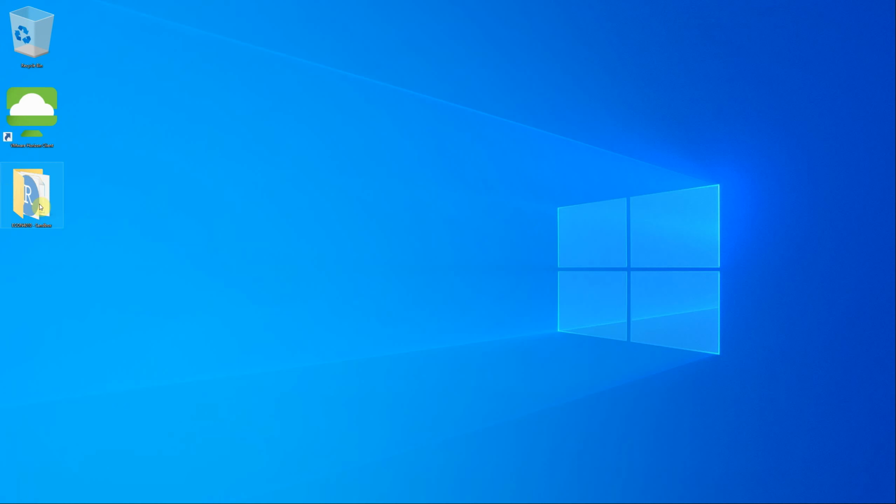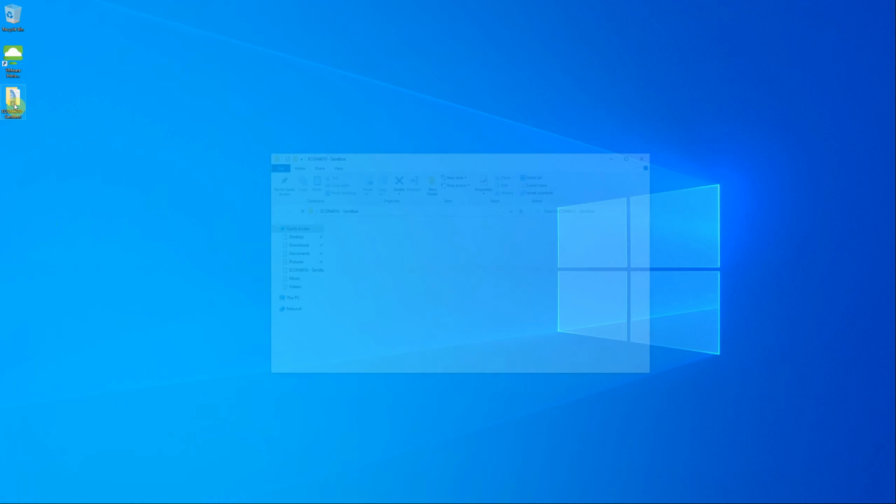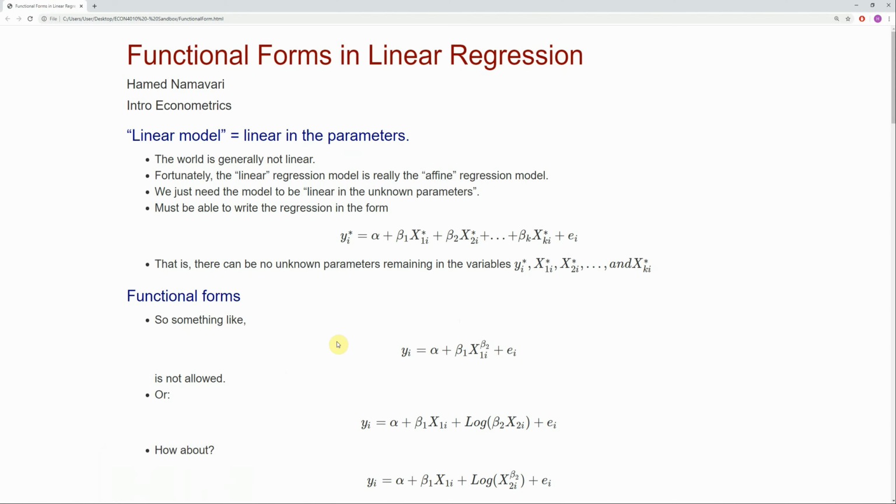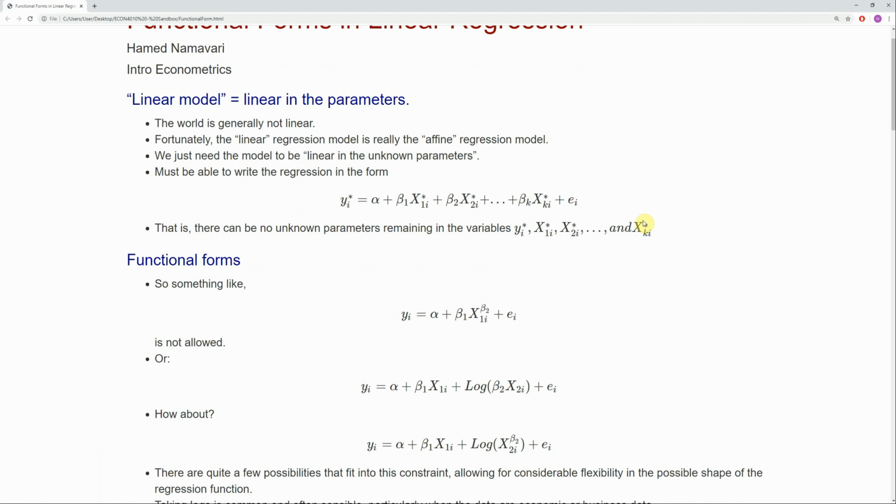you prefer as a sandbox for where we keep our files for this video. So here I created this Econ4010 sandbox, and I'm going to use that to store my code and data. So if you open the functional form HTML file, we get to our course notes.